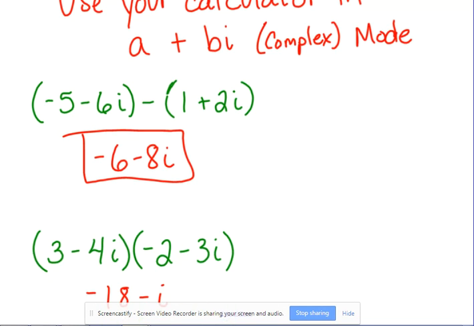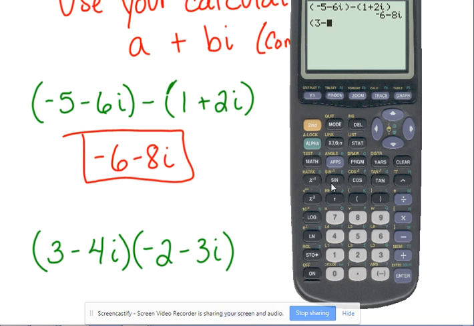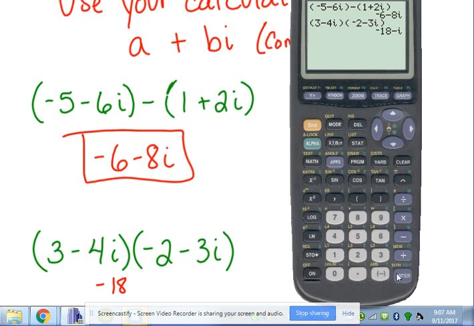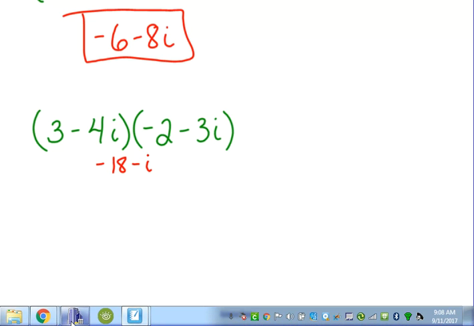Now, multiplying gets a little bit more complicated. Multiplying has a little bit more to it, but it's not really that bad, because your calculator will do it for you. I'm going to show you how to do it by hand, but first of all, I'm going to show you what the answer is. You just type it in with parentheses and everything, and it will do all the work for you. The answer is negative 18 minus i. Okay, negative 18 minus i is the answer. Let me show you where it comes from.